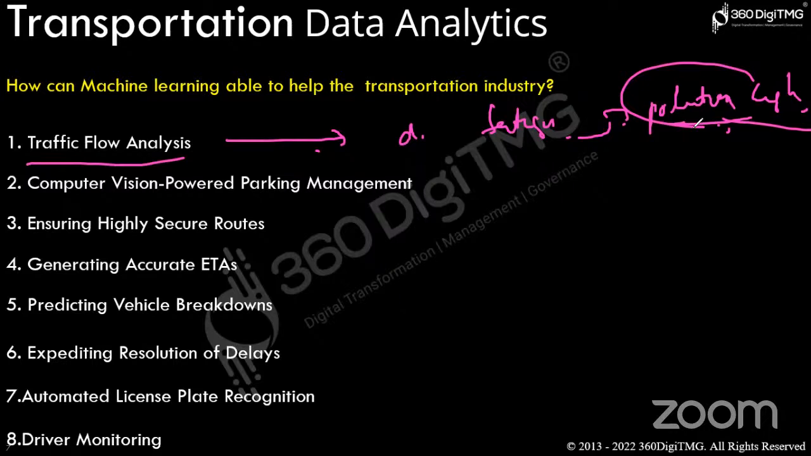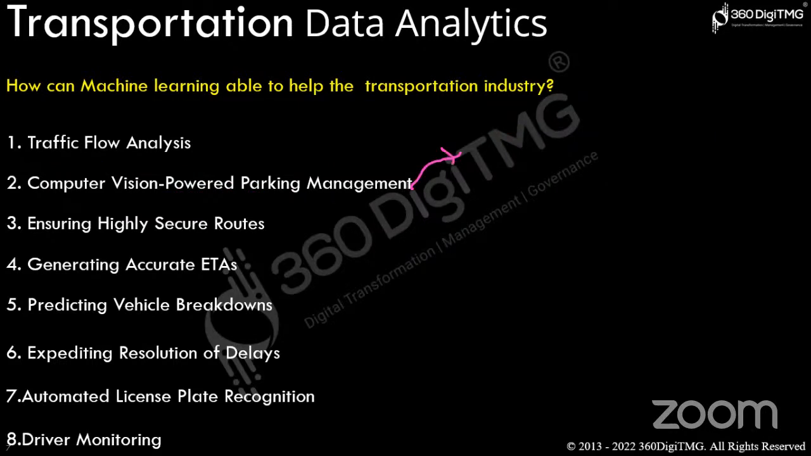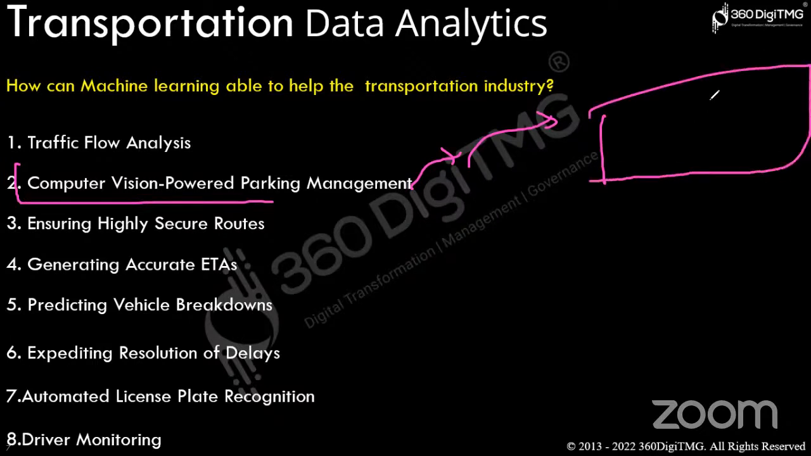And when it comes to computer vision powered parking management, we can simply avoid the human monitoring system. Computer vision technology itself monitors which places are empty. Let's say you have seen the previous slide.